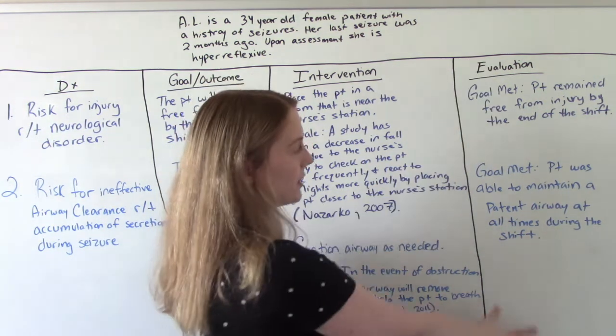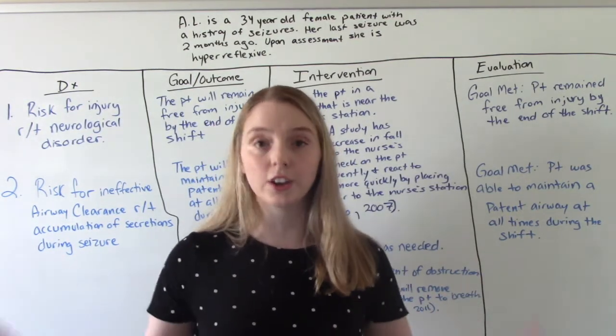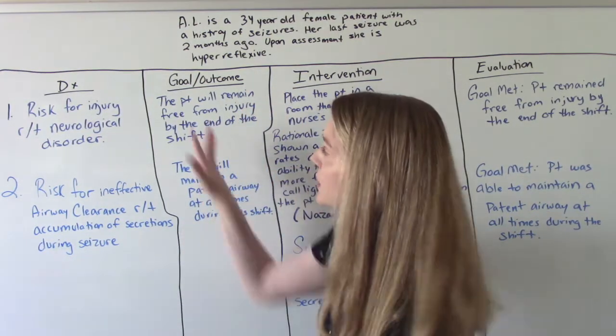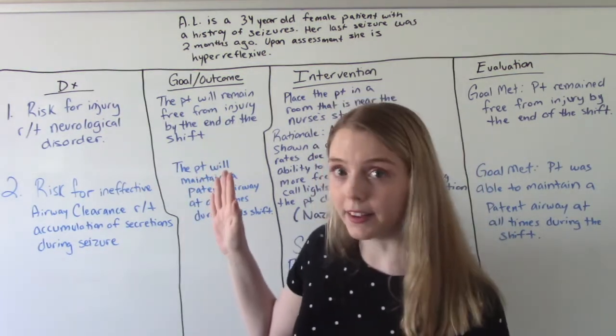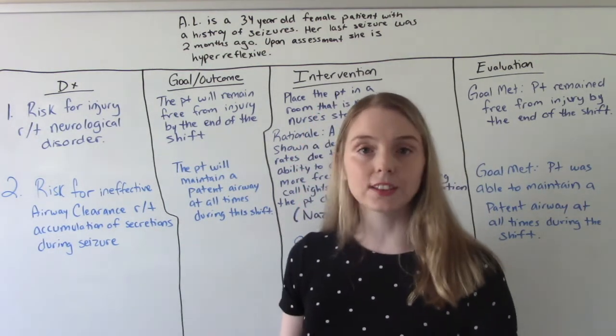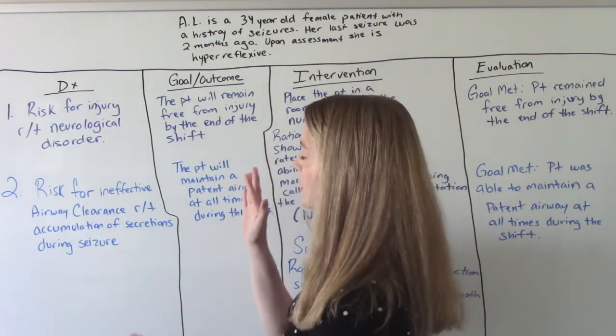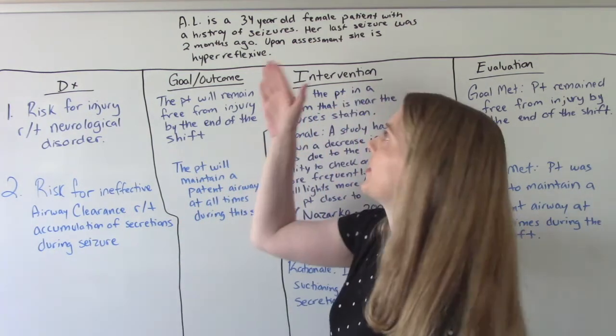And these things could be because she never had a seizure on our shift, which would be a good thing. Because again, these are risks. These are potential things that could happen. So if they don't happen, then she's not going to get injured and she's not going to have ineffective airway clearance. And that's okay. That's how risk diagnoses work. We're just thinking of what could possibly happen to our patient based on the data that we have.